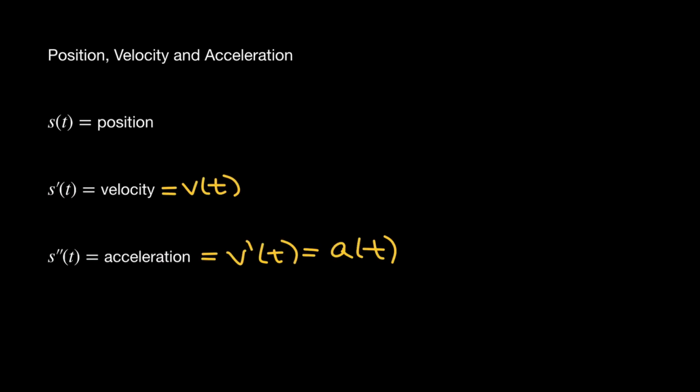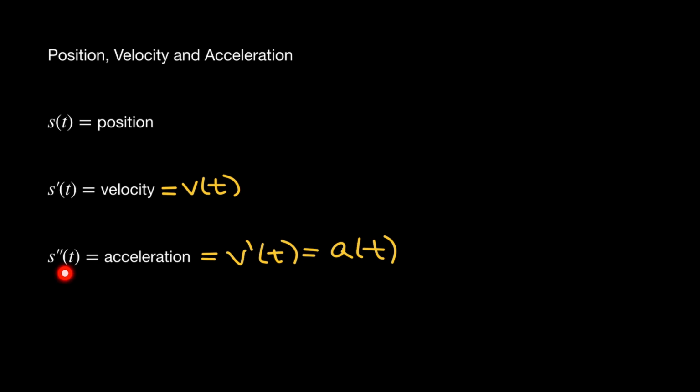So the one application I want to show you has to do with position, velocity, and acceleration. So if the function we're working with represents the position of an object, where is an object as a function of time? We'll call that s of t. When we take the derivative of the object's position, that's actually going to give us the velocity of the object. How is the position changing with time? Gives us velocity. We can call that v of t.